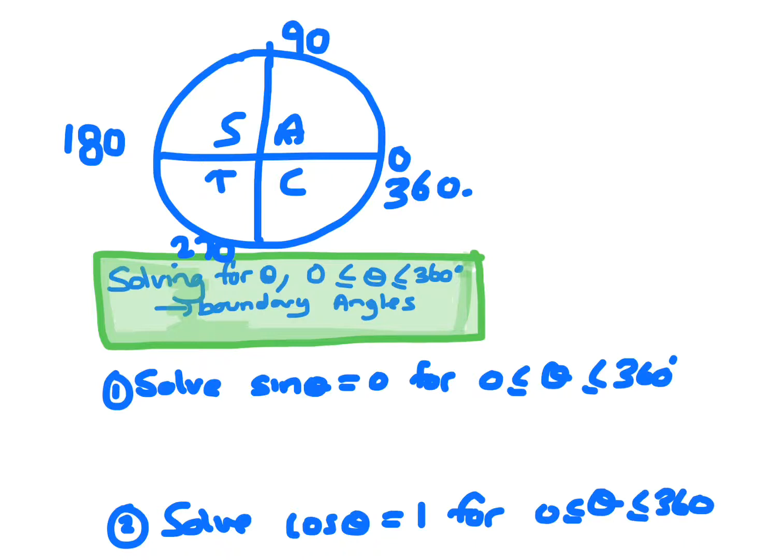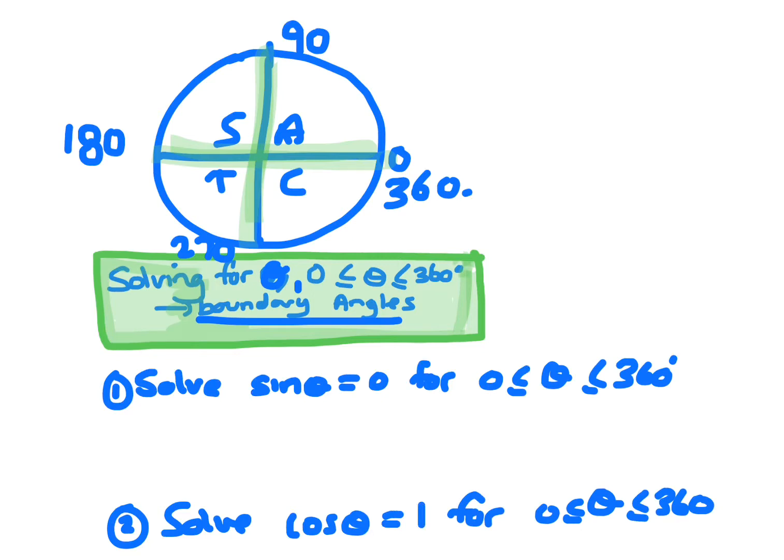Okay, just going to look at solving for theta. When theta is in between 0 and 360, we're just looking at the boundary angles. So we're looking at the angles that sit right on the boundary. They're not in any particular quadrant.